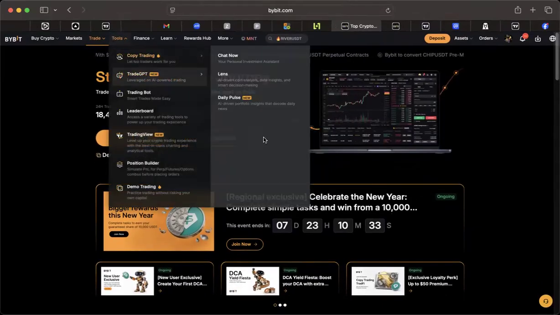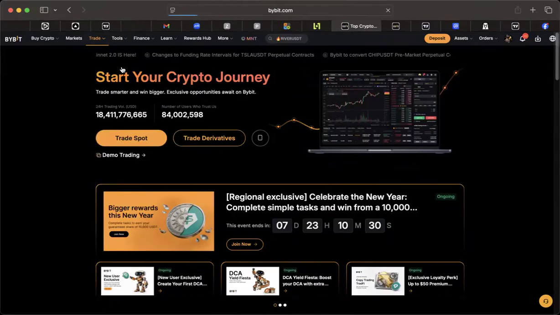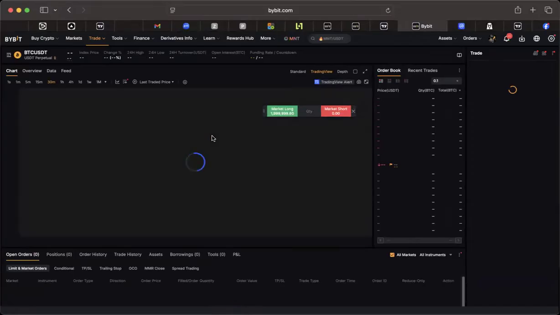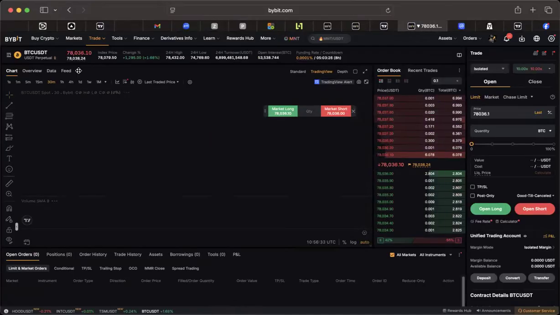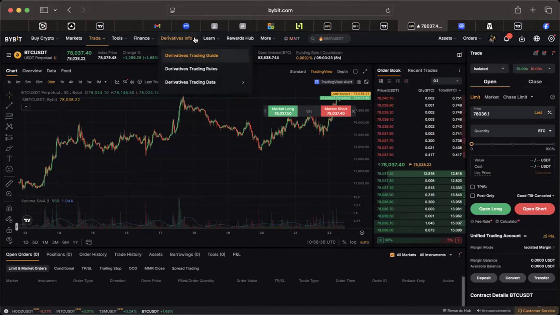So I want to trade. You go to the trading portal, then spot. You want to trade futures, so trade derivatives, which is perpetual. So I go to derivatives. I want to trade.